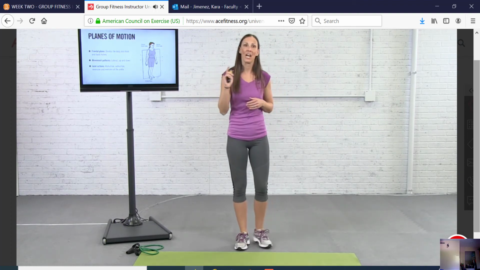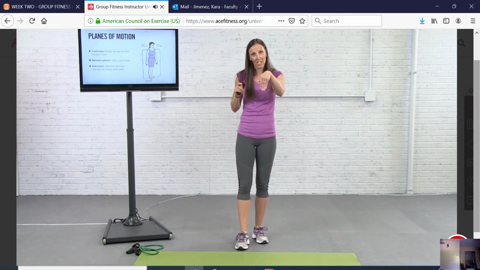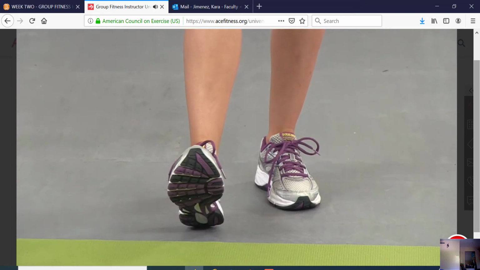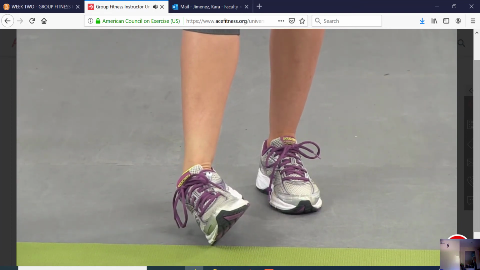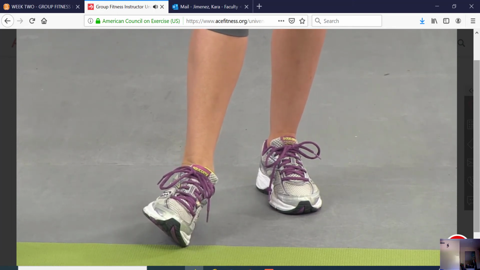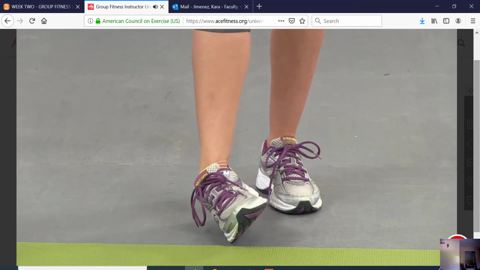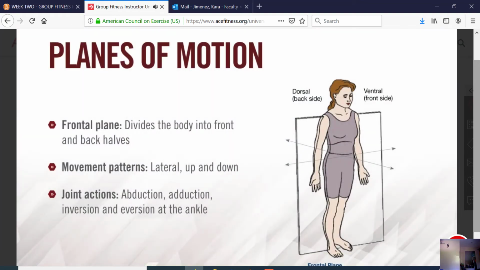We'll have to scan down and look at my ankle one more time. In addition to plantar flexion and dorsiflexion, the ankle can do inversion, with the inside of my foot coming up, and eversion, with the outside of my foot going out. More common is an inversion type of injury when we roll our ankle. That occurs in the frontal plane.